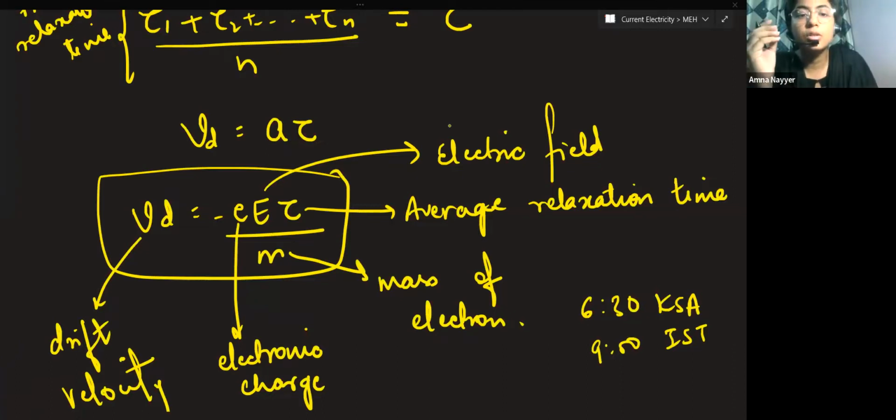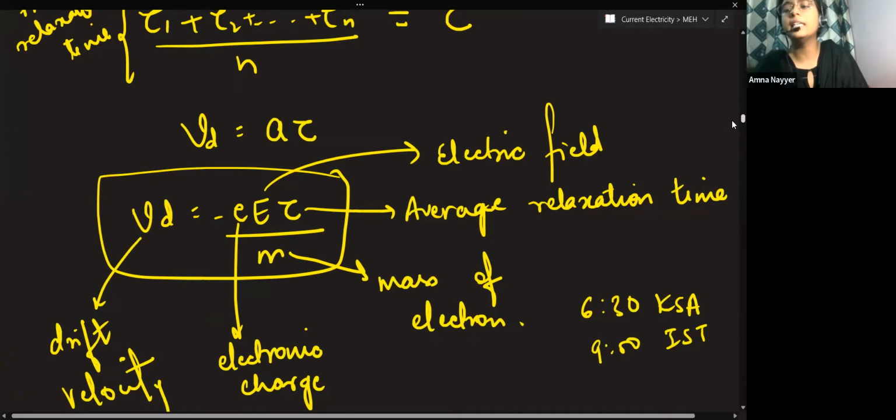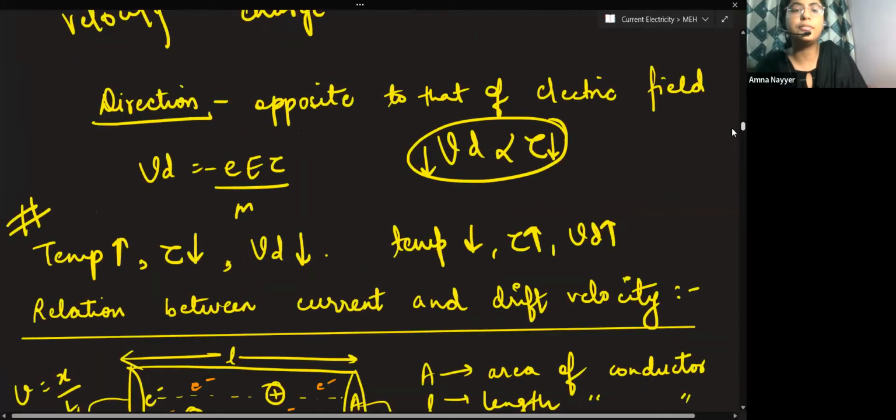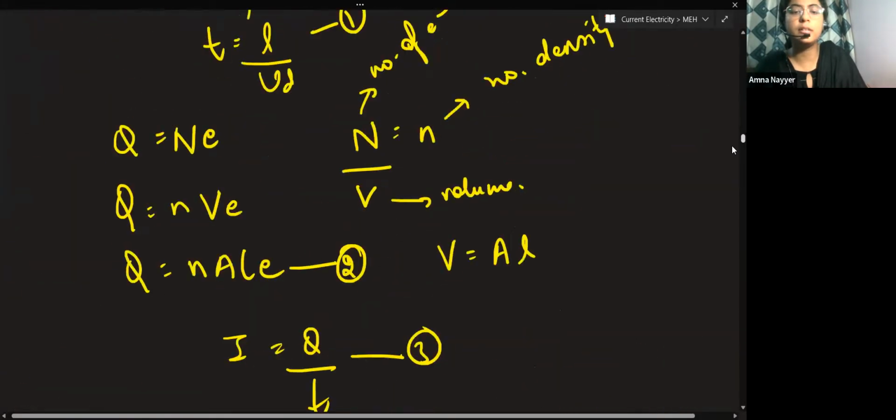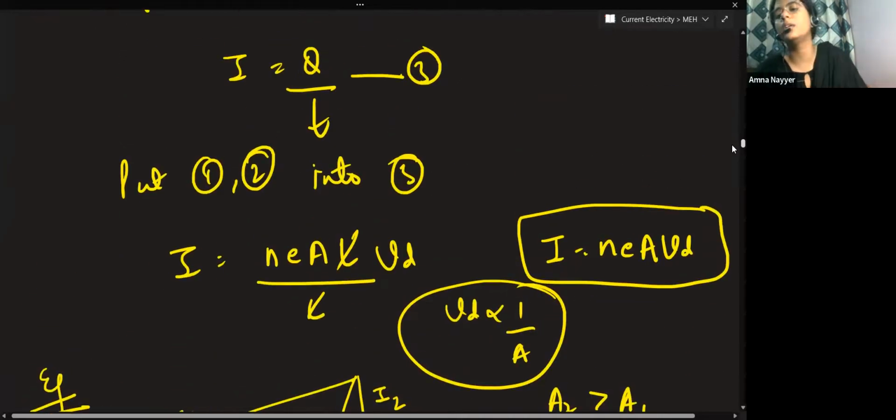Yes. So there's a relation between drift velocity and current. Now that derivation also comes in your exam, as I have told you in the last class, which is I is equal to nAeVd. Where did we do it? This one. I is equal to nAeVd.